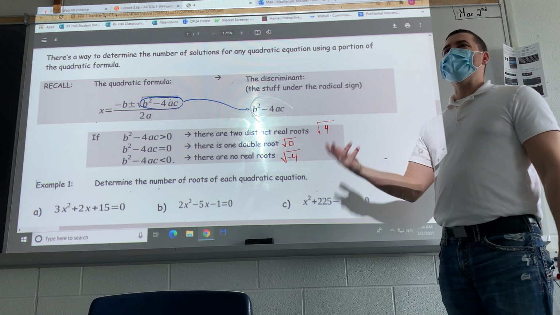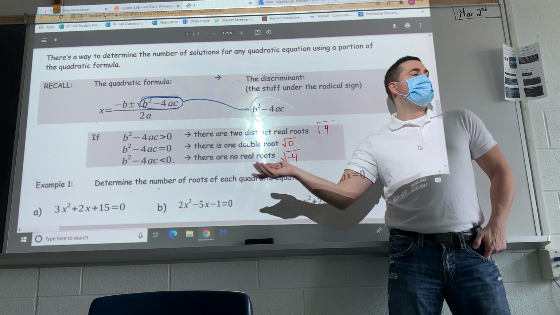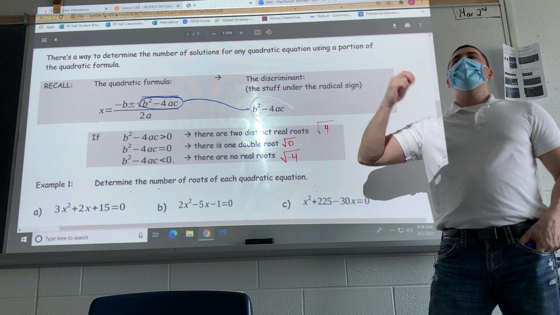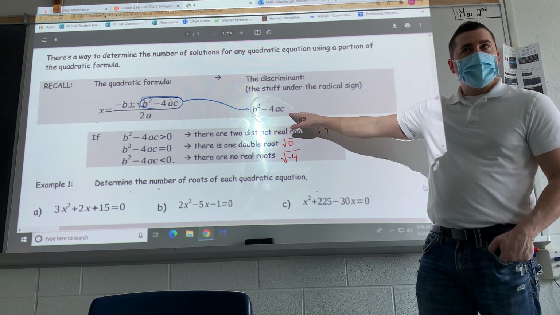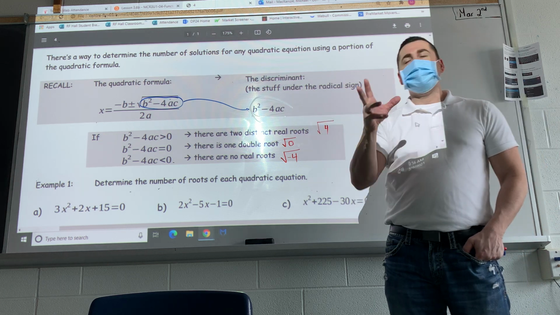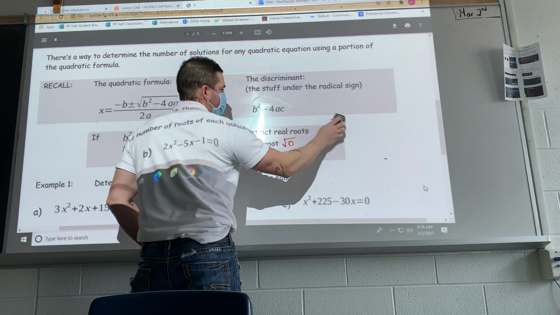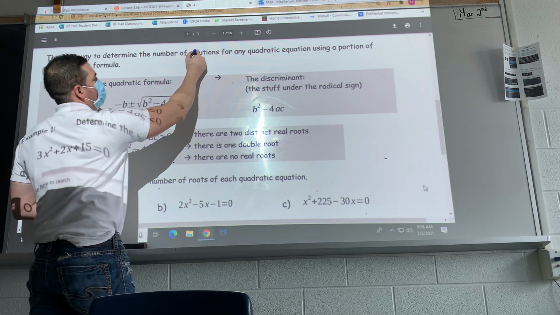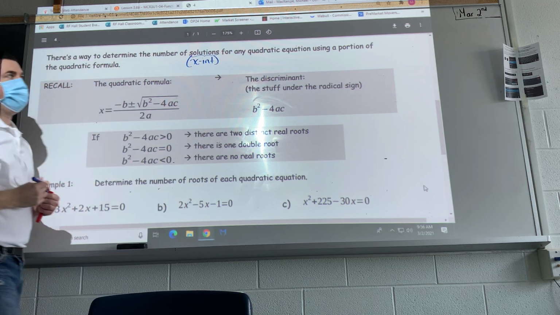Okay, so when the question asked to find the x-intercepts, you did what we just did in 3.5, so you either factor or do the quadratic formula. When it asks for how many x-intercepts, we are doing this. Okay, so we're doing this to find out how many there are. So the number of solutions or x-intercepts. Okay, so the solutions are the x-intercepts.